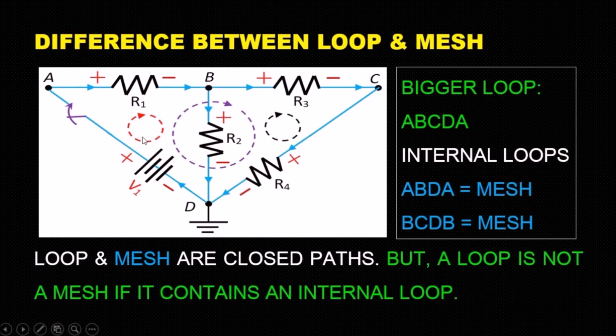In this circuit, there are 3 loops: 2 small loops and another bigger loop. The smaller loops are known as meshes because they do not have an internal loop. The bigger loop is not a mesh because it contains the smaller loops.